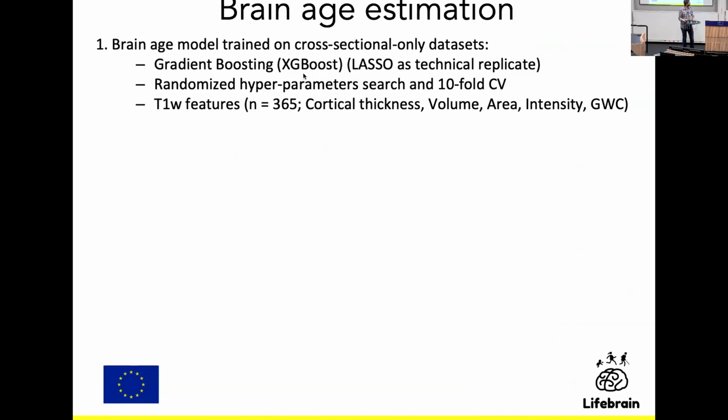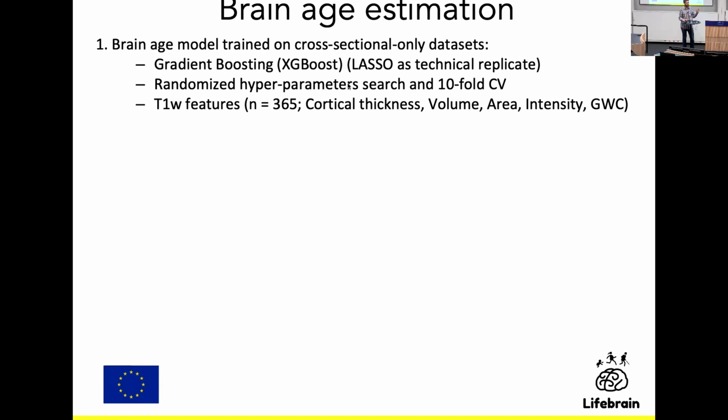We estimated the brain age models on the cross-sectional-only datasets using a fairly standard and relatively simple procedure. The main one was based on a gradient boosting algorithm, and we used a lasso algorithm as a technical replicate.